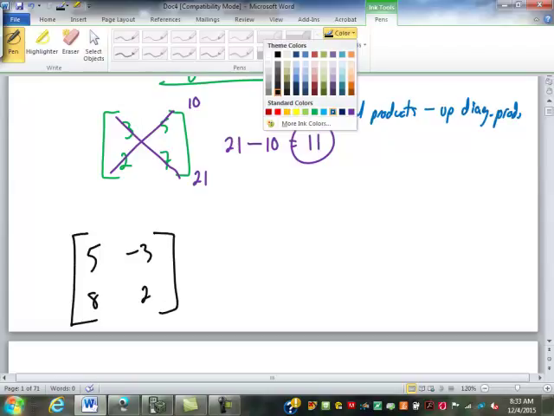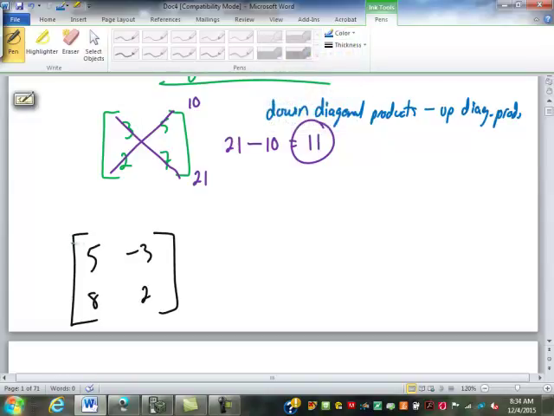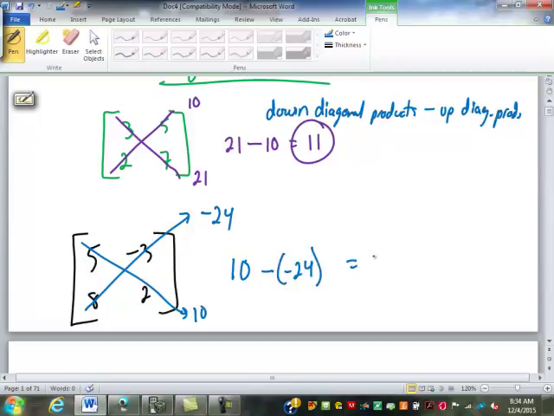So here, my down diagonal product is what? 10. 5 times 2 is 10. My up diagonal product? Negative 24. 8 times negative 3 is a negative 24. So it is the down minus the up. So it's 10 minus a negative 24, which is 34. That's the determinant.